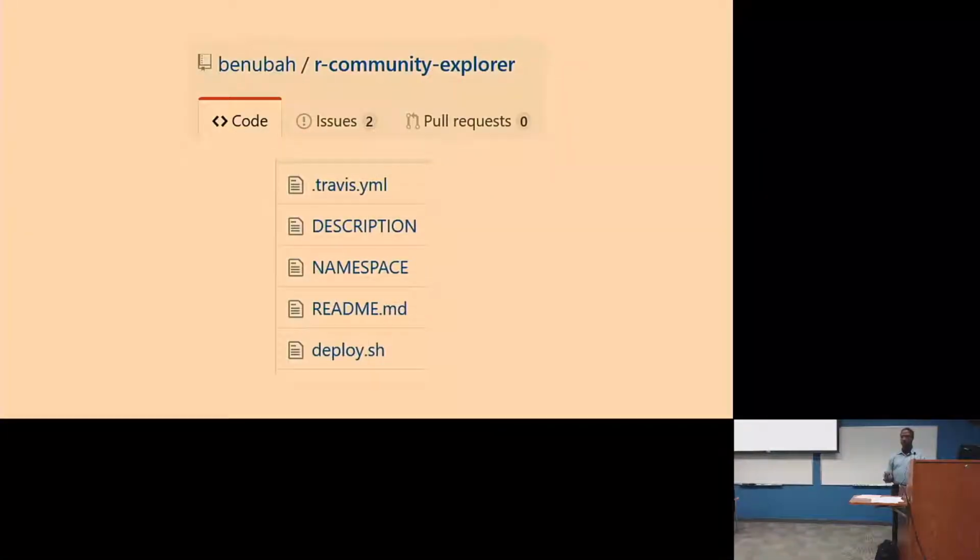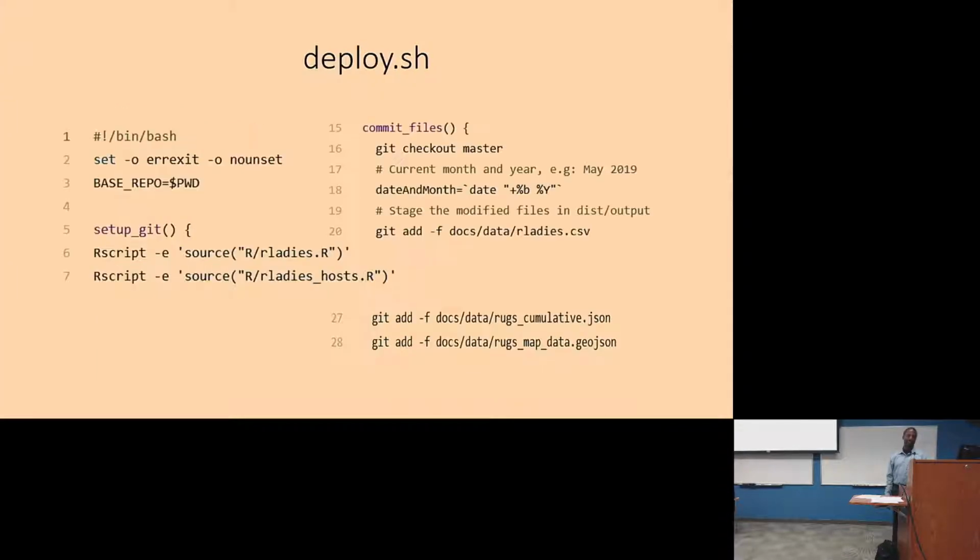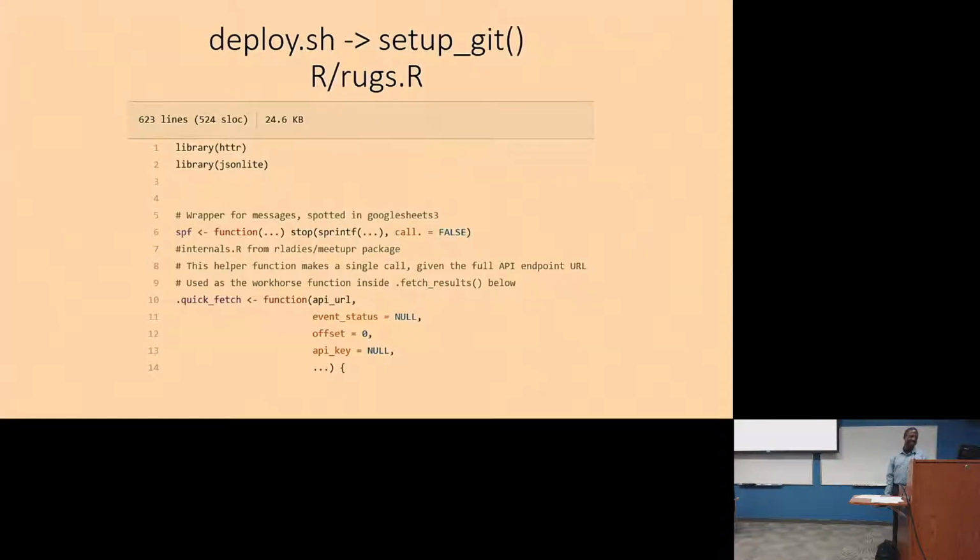It's in the root of the R Community Explorer repo. And there is that after_success function I mentioned and the call to deploy.sh. That's the scripting language I forgot. There's some bash scripting here. It's a YAML file, right? Yep. I'm glad you know. And there's one of the R scripts that gets used.